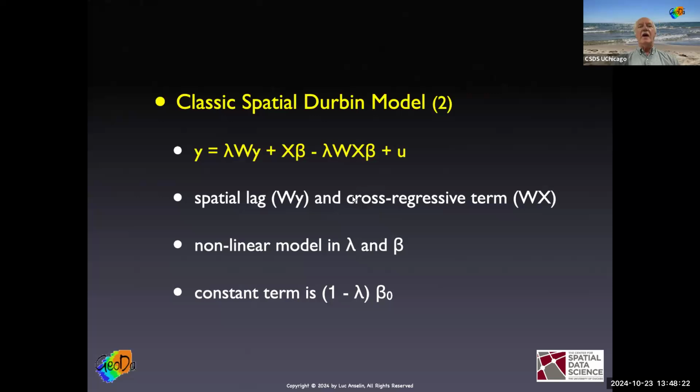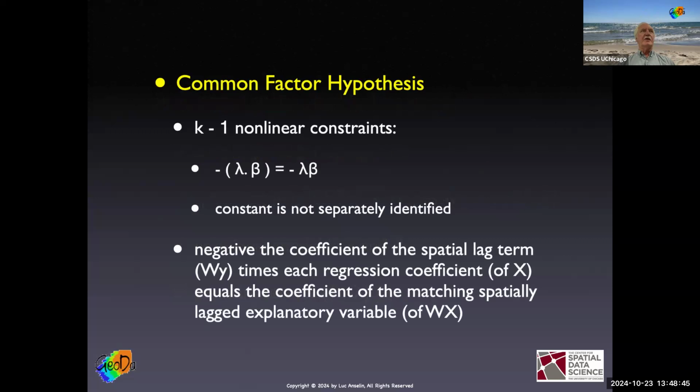So far, so good. We have a model with a nonlinear constraint, actually not one, but one for each regression coefficient, except the constant term. For each slope coefficient, if you wish, there is this nonlinear constraint. And that's called the common factor hypothesis or common factor constraint. If there are k explanatory variables, including the constant, then there are k minus 1 such constraints. For each of the betas, this product must hold. So the product of the autoregressive coefficient with each individual beta has to equal the coefficient of the corresponding Wx variable.